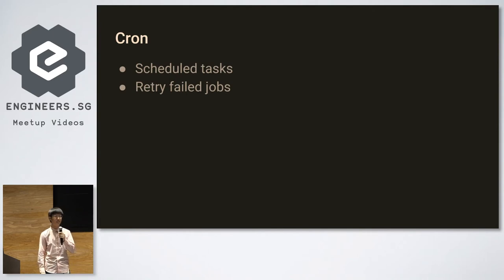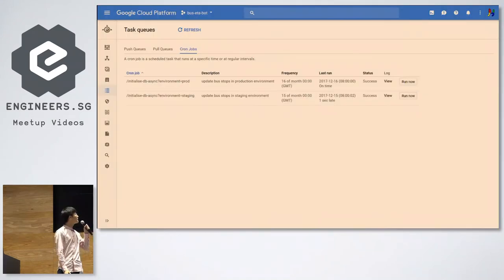I'll also talk about cron and task queues, which Rahul also mentioned. In my case, I use cron and task queues. Cron is just a name for scheduled tasks. So if you imagine bus stops, sometimes bus stop names change every now and then, and when they change, I'll need to update all my entities in the Datastore and search for the new bus stop names. How I accomplish this is using a monthly cron job that triggers some task queue job.